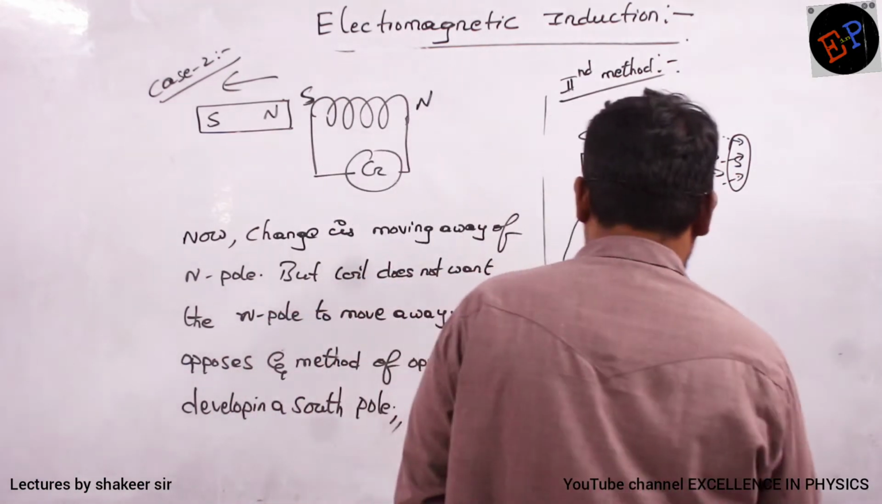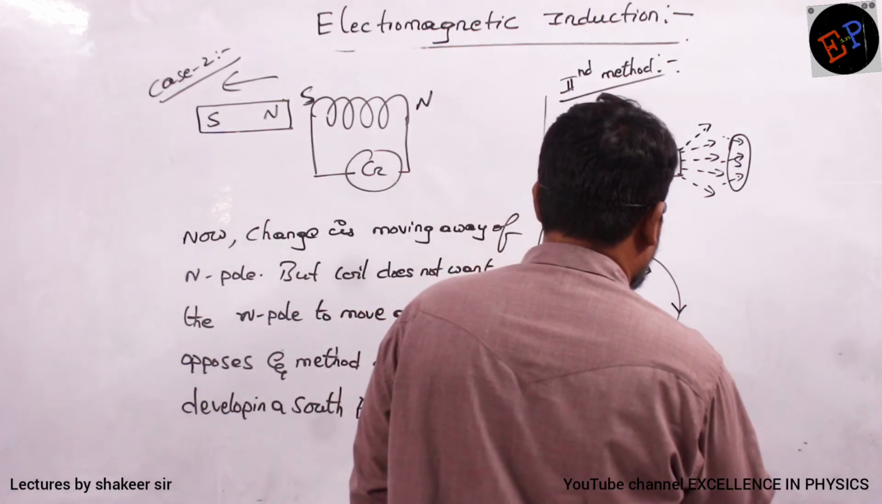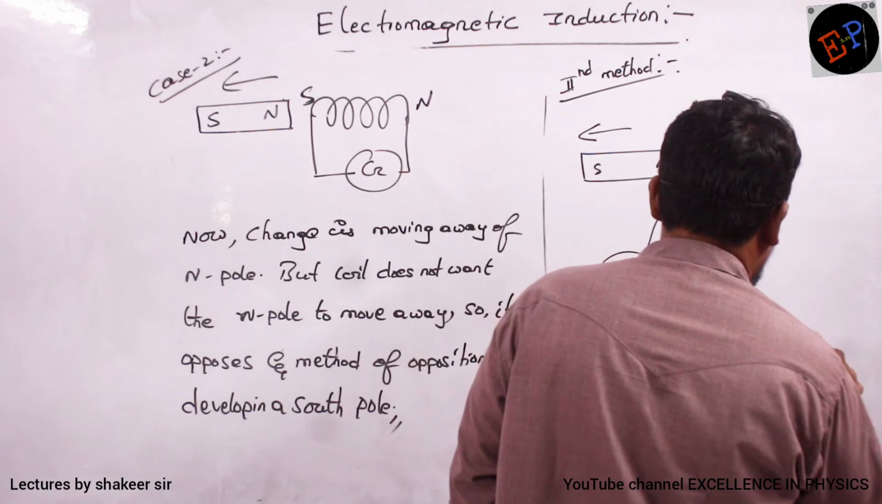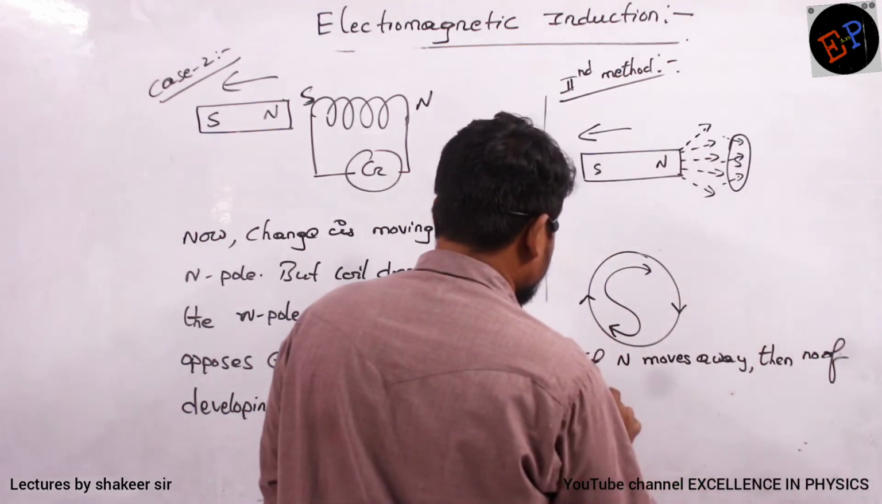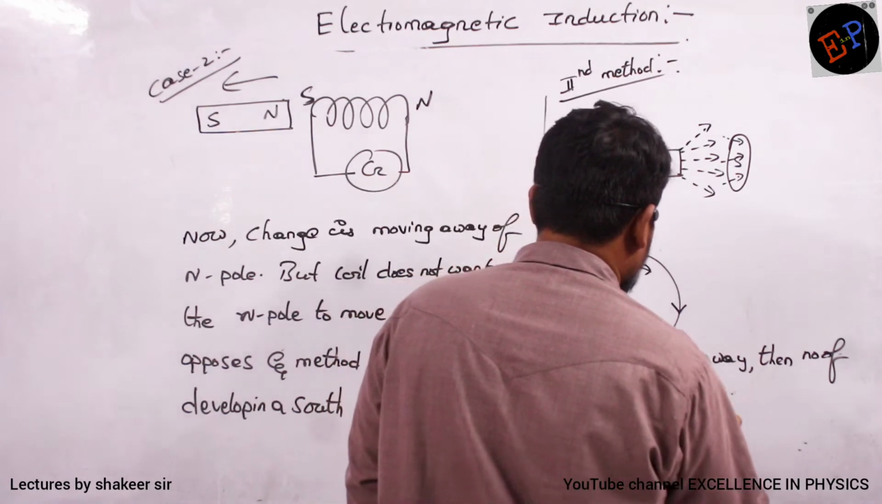That's it. Are you able to understand? So therefore what happens? If the north pole moves away, okay ma, then the number of magnetic lines reduce.